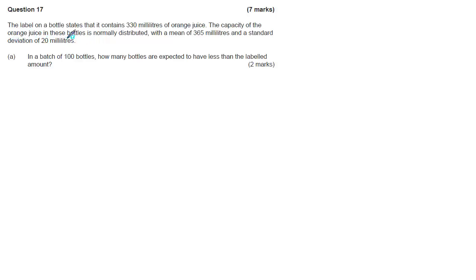The label on a bottle states that it contains 330 milliliters of orange juice. The capacity of the orange juice in these bottles is normally distributed with a mean of 365 milliliters and a standard deviation of 20 milliliters. In a batch of 100 bottles, how many bottles are expected to have less than the labeled amount?